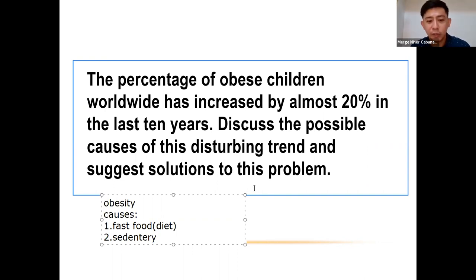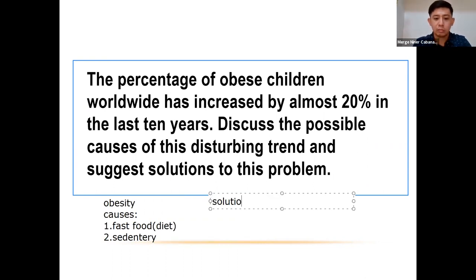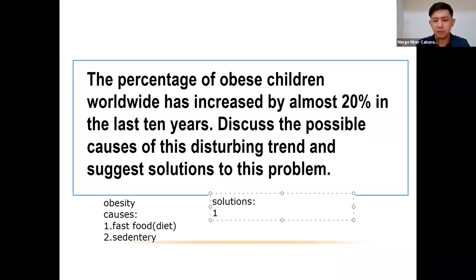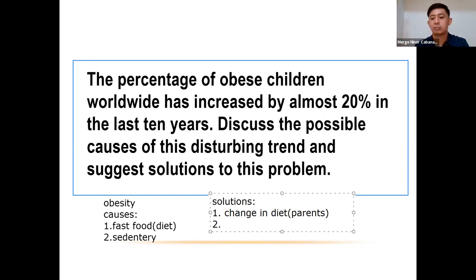All right. So if those are the causes of obesity, let's talk about the solution. Can you give me one solution? Jonalyn Noveno. Sir, change in diet. Yes, that's so simple, right? Change in diet, how? So it should be the parents who should limit and provide a much healthier option for children. All right? So parents. Another solution.